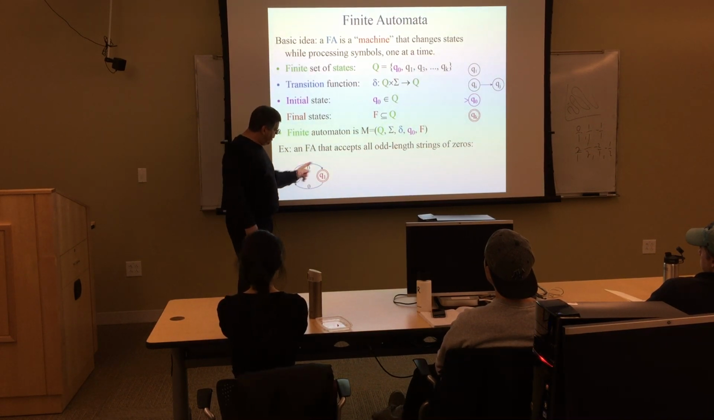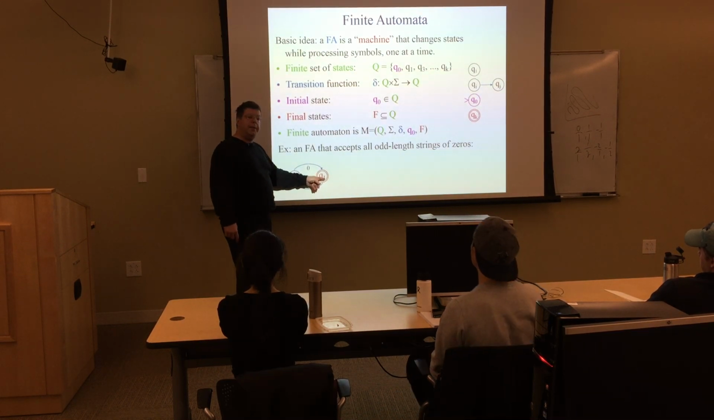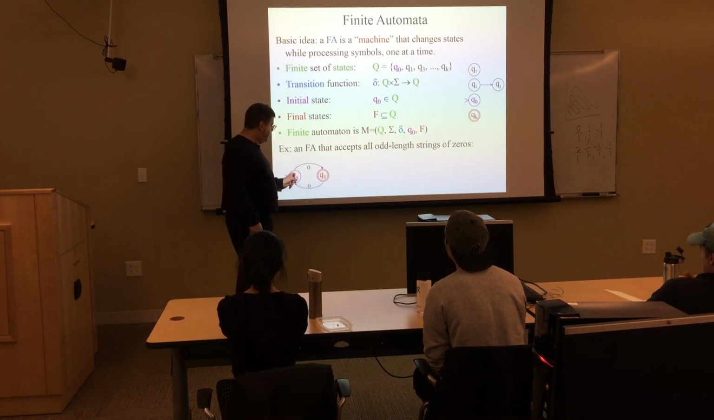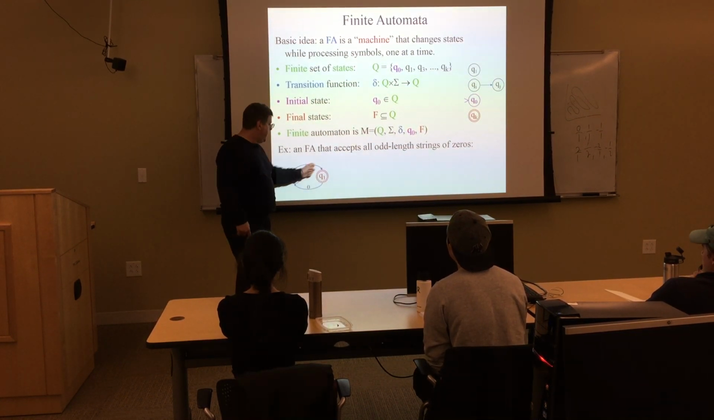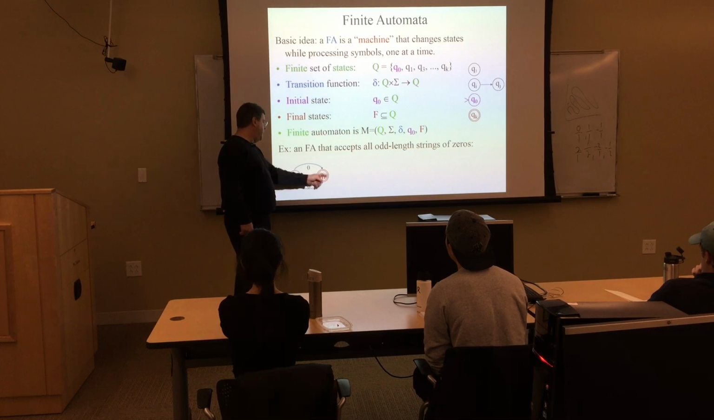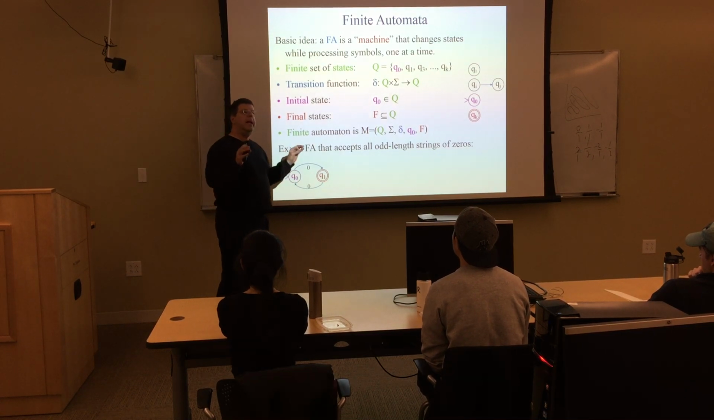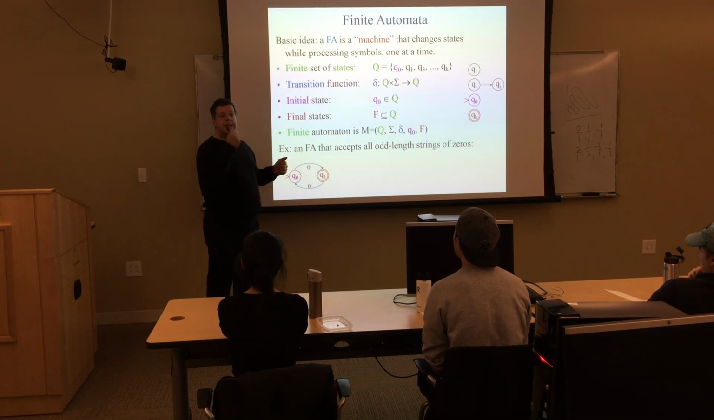And then if you see a 0, you go here. You see another 0, you go there. This is an initial state, but not a final state. This is a final state. So the only way to end up in a final state when you process all the input is if you have an odd number of zeros. So 1 zero, 3 zeros, 5 zeros, 7 zeros, 9 zeros. But if you have an even number of zeros, you'll end up here. And when you reach the end of the input, you stop. And whatever state you happen to be in, that determines whether you accept or reject.